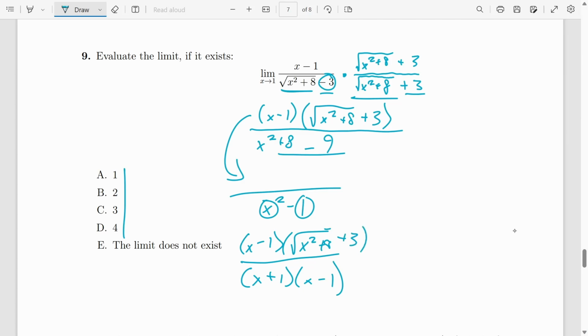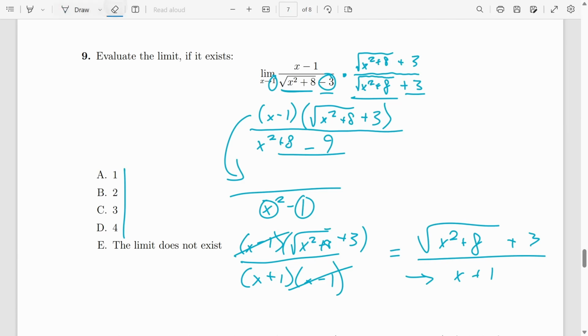Cool. Now you'll see we have an x minus 1 on both the top and the bottom. So we can cancel both of those, and we're left with square root of x squared plus 8 plus 3 all over x plus 1. And now you'll see if we plug in that value again, x approaches 1, the denominator won't equal 0 anymore. So this will probably just work out to a regular number, and we'll have our answer once we plug it in.